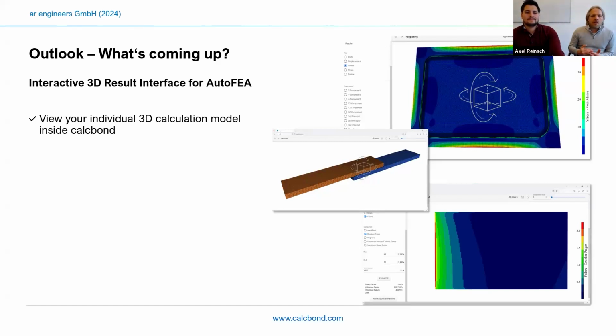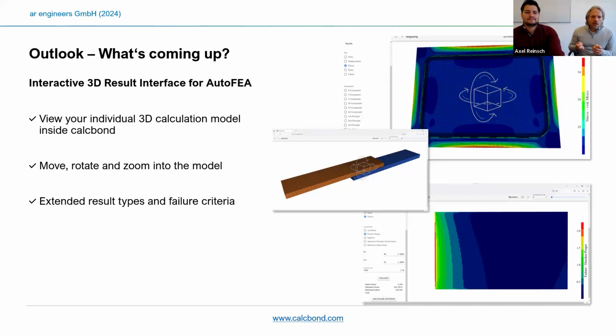And we're working on a 3D result interface for Auto FEA. This way you will be able to turn your model in all directions, like in a modern CAD or FEA model, and view your results from all sides. You can rotate it, zoom in, zoom out, and do section cuts to understand your internal and external stresses, and of course do failure criteria and analysis with different result types. That's very important for us, and we're working on that. That's quite a big step forward.